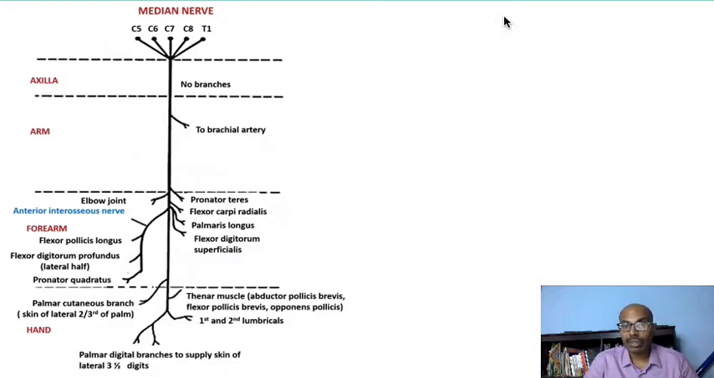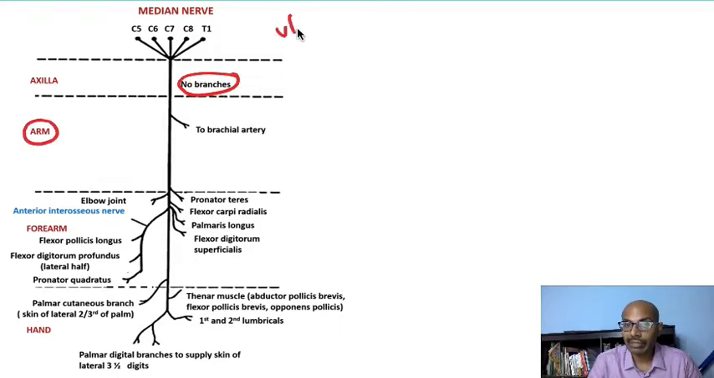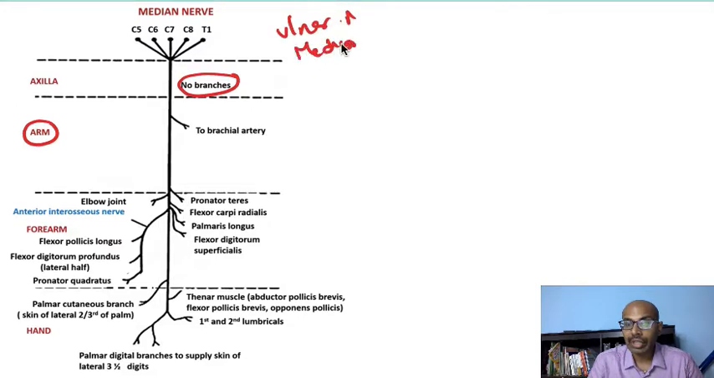Right. So now what is the course of the median nerve in the upper limb? In the axilla, it has no branches. In the arm as well, it has no significant branches. Remember, the ulnar nerve and the median nerve have no main muscular branches or cutaneous branches in the arm. It's the radial nerve that has multiple branches in the arm, and the musculocutaneous nerve that has multiple branches in the arm.